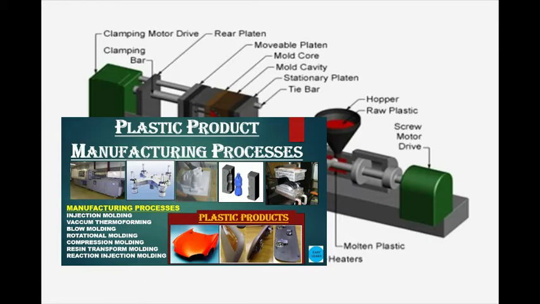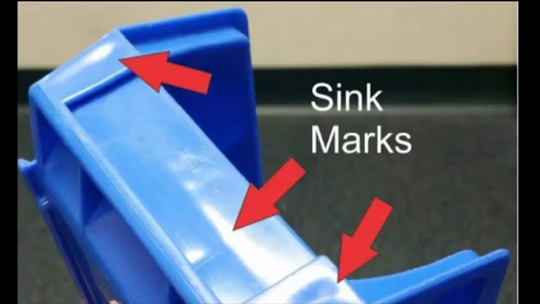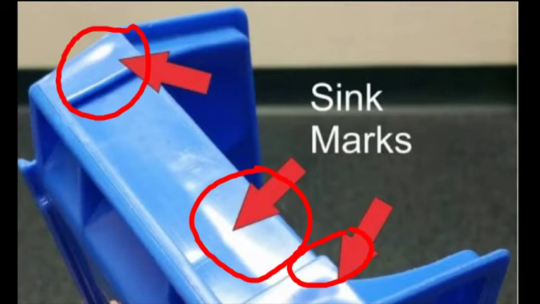Let's start with the sink mark. A sink mark is a local surface depression that typically occurs in moldings with thicker sections or at the locations above the rib or bosses and internal fillets. You can see in the image. Now going to see the causes of the sink mark.